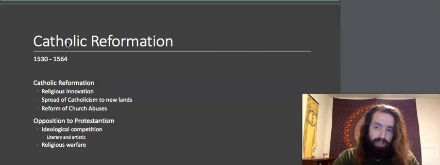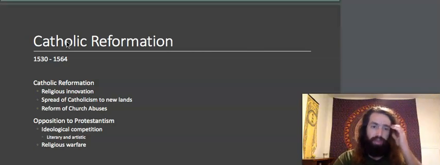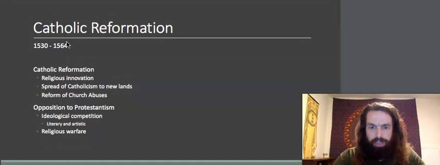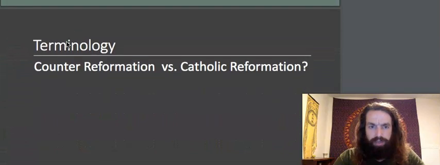Also, we'll be looking specifically at some of the measures undertaken by the Catholic Church to counter and in some cases push back against the spread of Protestantism. So let's get started. First of all, let's talk a little bit about terminology.